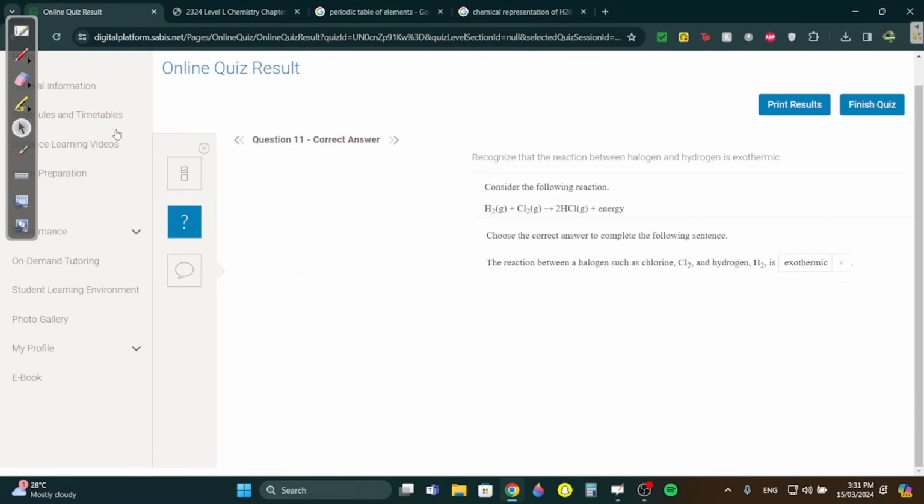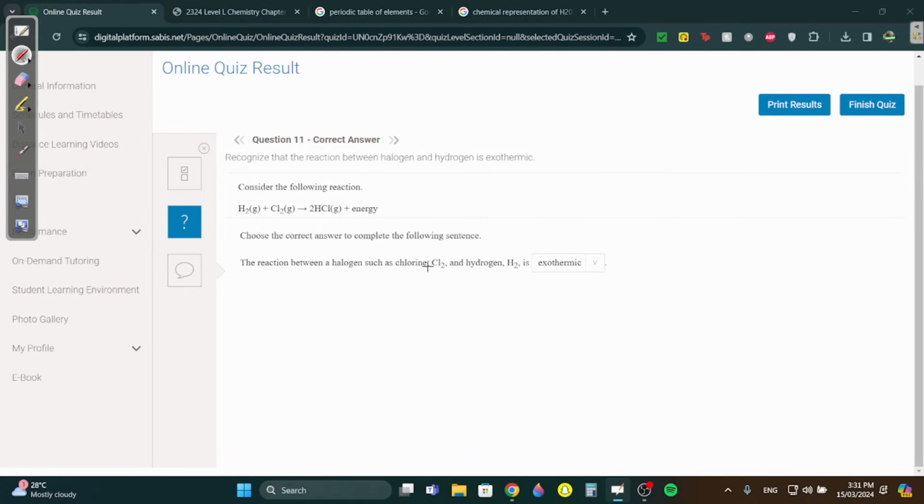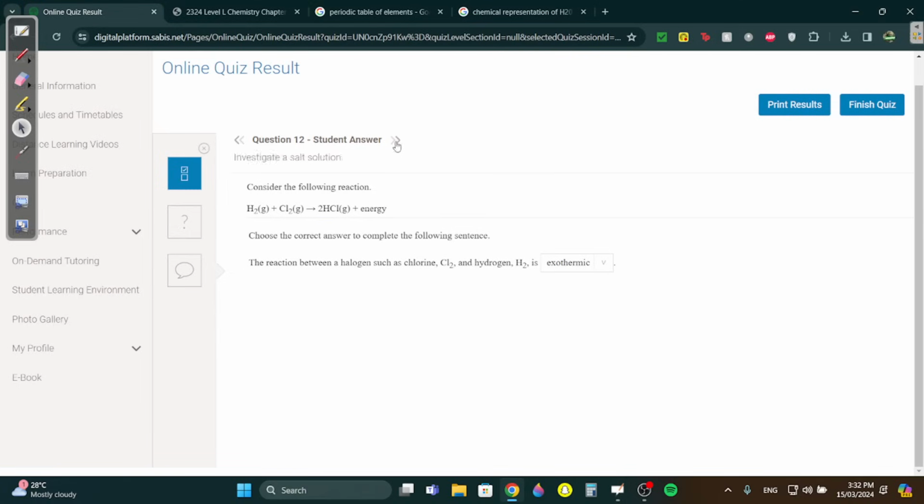Question 11. The reaction between a halogen, such as chlorine, and hydrogen is exothermic. I told you this. All the reactions are exothermic because since you're forming a compound, energy is in the product, so it's releasing energy. But it's obvious, exothermic.